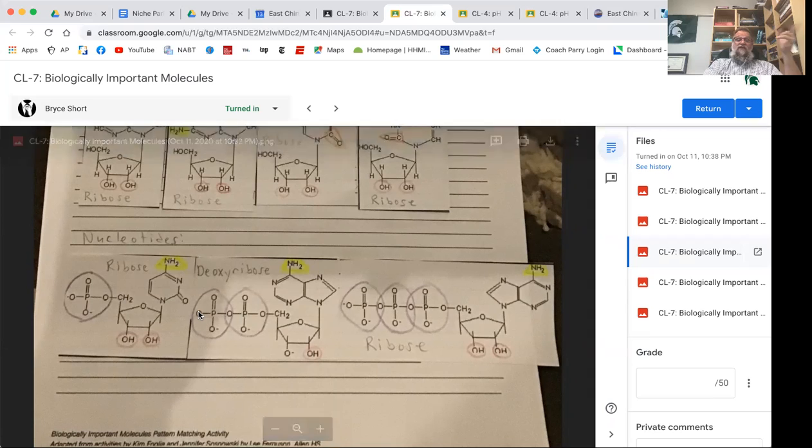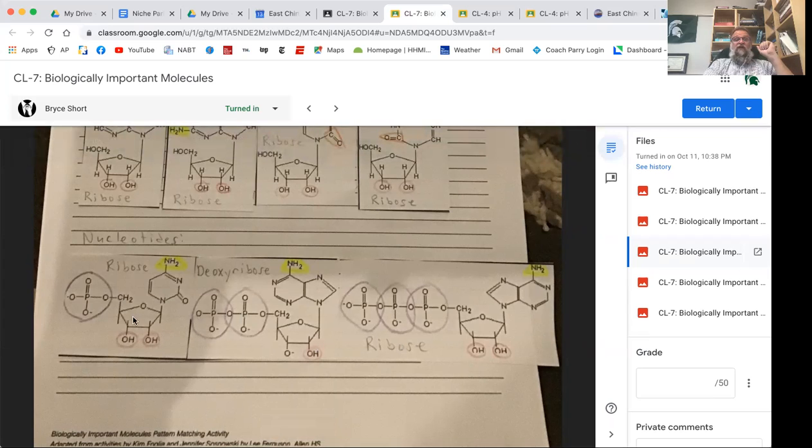You can have two phosphate groups. It's a little bit more energized. You can have three phosphate groups. That's really energized. If this is adenine, this is actually ATP. You may recall ATP is involved in energy transfer. Again, we'll talk much more about that in detail later.